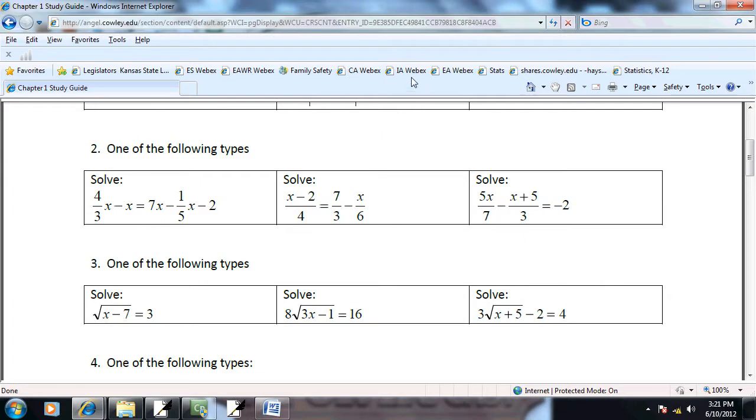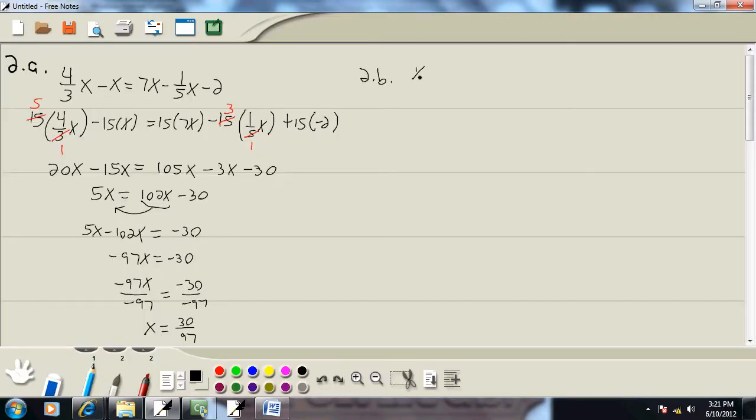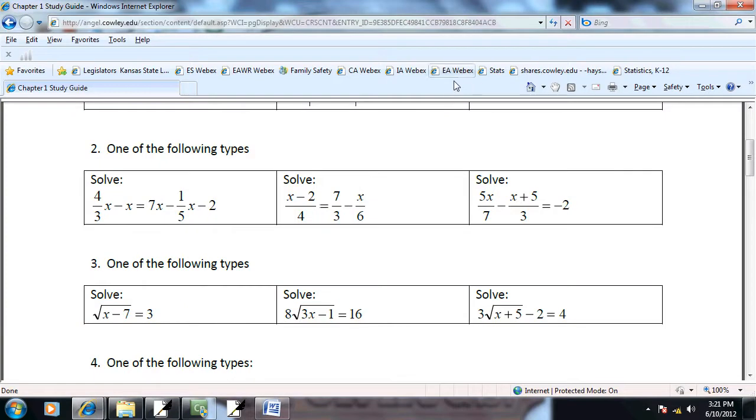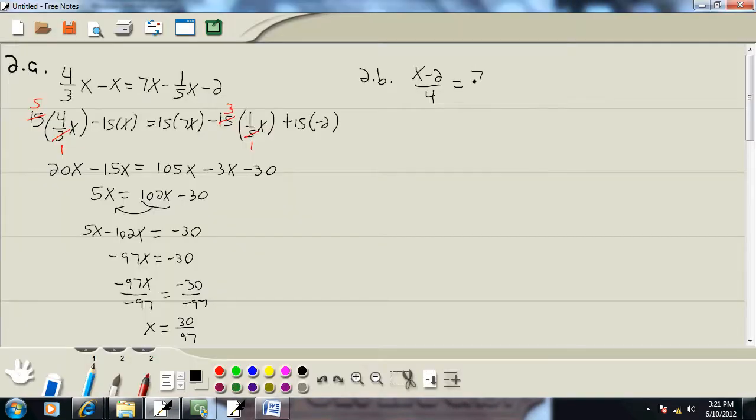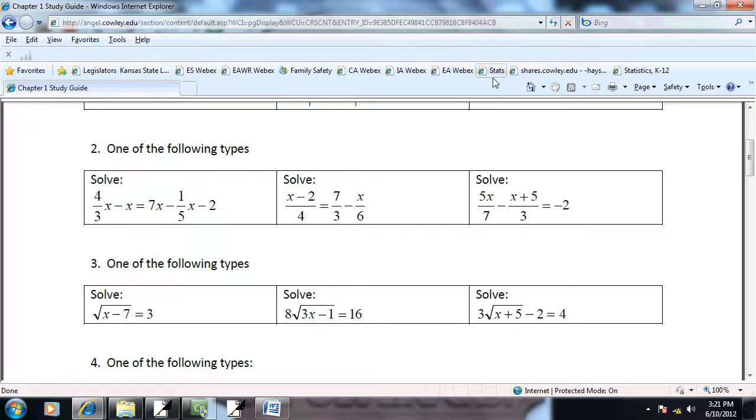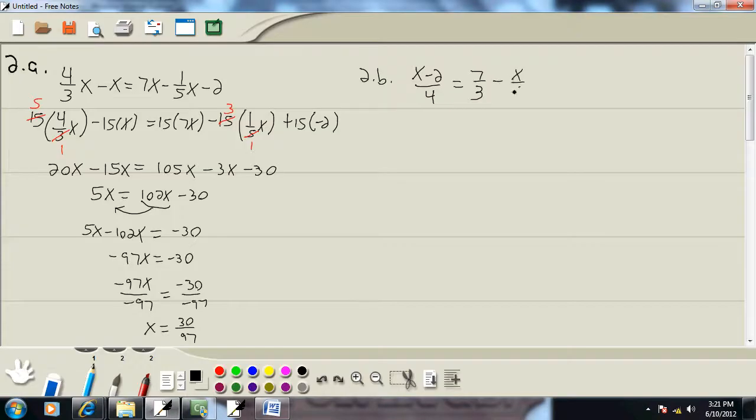Let's look at our second example. We got x minus 2 over 4 equals 7/3 minus x over 6. First step, get rid of parentheses, don't have any. Second step, get rid of fractions. Multiply everything by the LCM of all your denominators. I got 4, 3, and 6. Our LCM would be 12. So multiply everything by 12.